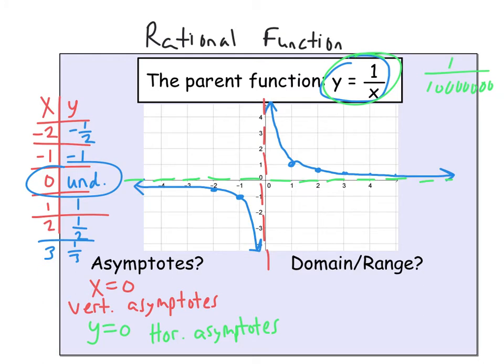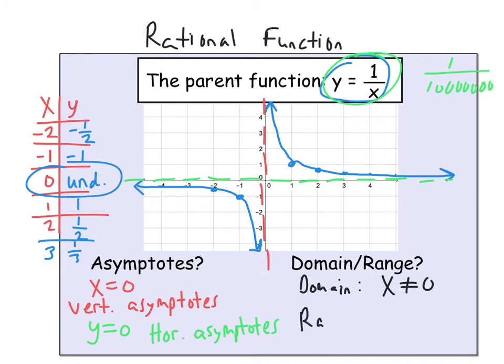Now let's talk domain and range real quick. We saw in the warm-up a little bit about the domain. So the domain is asking which x values are possible. So the domain of this thing is really all real numbers except that x cannot equal 0. Okay, because again, it goes back to having to divide something by 0, which is undefined.